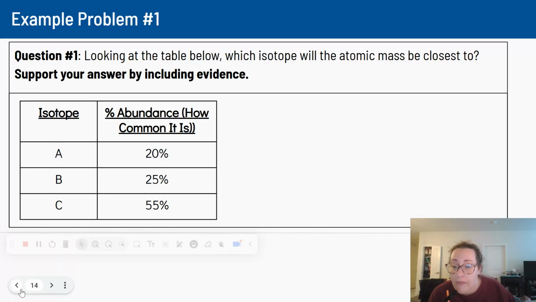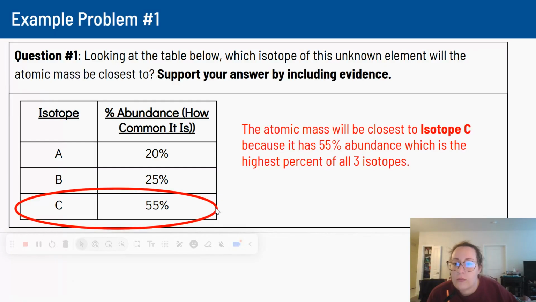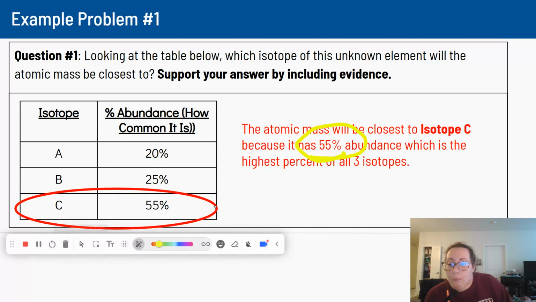Unpause the video, that means you have finished answering this question. Please, before you look at the answer, make sure that it's actually completed. So the atomic mass will be closest to isotope C because it has 55% abundance, which is the highest percent of all 3 isotopes. So the evidence in this answer is going to be that percent abundance. If you just said isotope C because it has the highest percent, you did not include evidence, which means you did not give a complete answer. So that percent number is very important when it's asking for evidence.